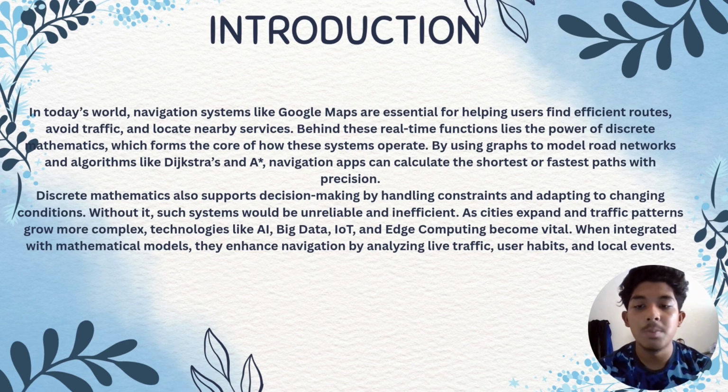But as cities like Kuala Lumpur, Penang, and Johor Bahru grow more crowded, traffic gets more unpredictable. That is why modern navigation systems now combine math with technology like AI, big data, IoT, and edge computing. These tools analyze your habits, live traffic, and even local events to give you more personalized and responsive routes.